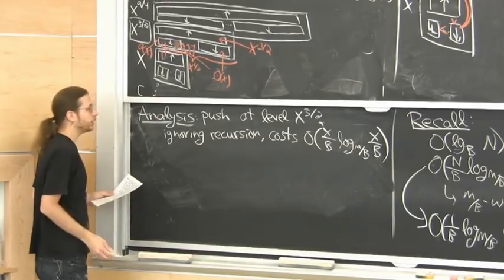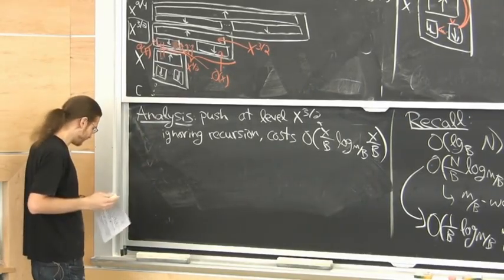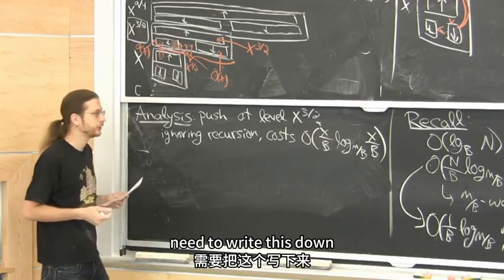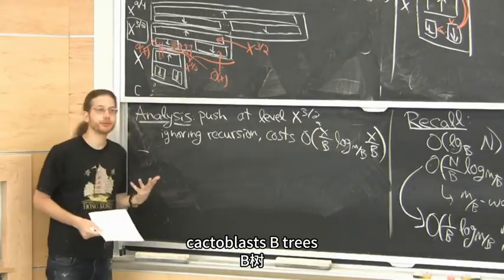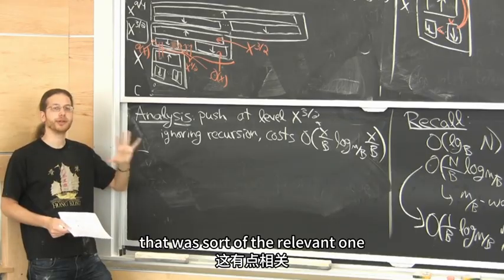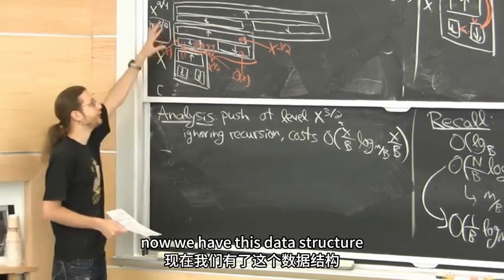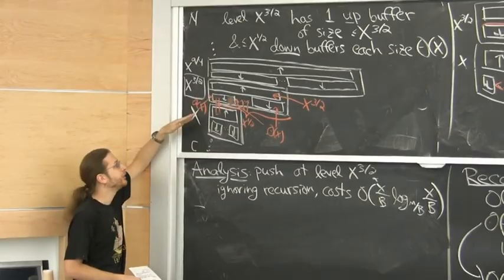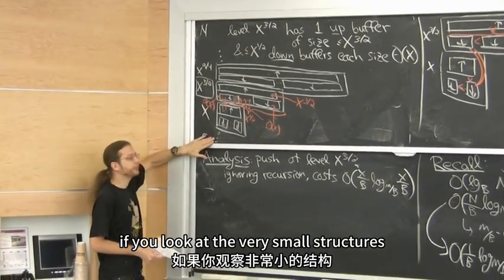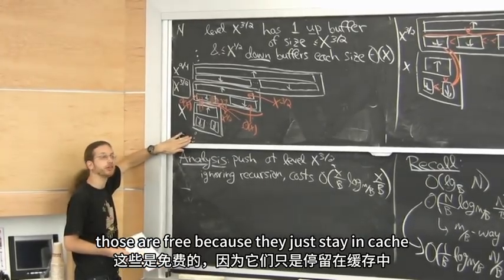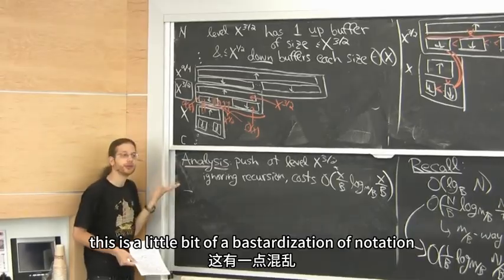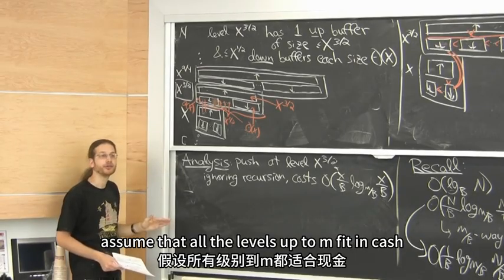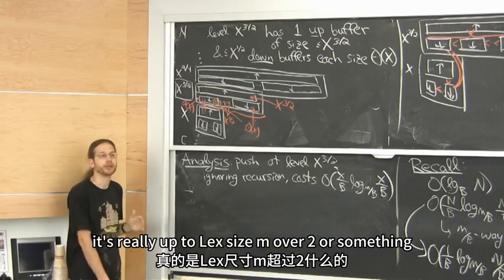So let's prove this claim. And the first observation: remember, with cache oblivious B trees, we looked at a level of detail that was the relevant one that straddled B. Now we have this data structure, and there's no longer recursive levels in this picture. It's just a list. But one of the things we said is that if you look at the very small structures, those are free because they just stay in cache. I'm going to assume, this is a little bit of a bastardization of notation, that all the levels up to M fit in cache. It's really up to like size M over 2 or something, but let's just call it all.